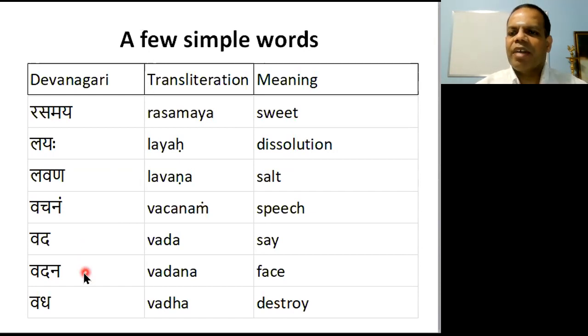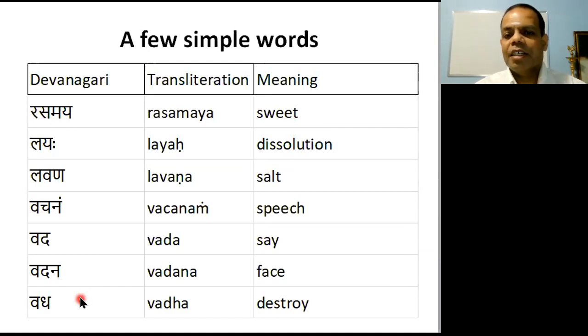Vadanam. So I have added na. No, I didn't put the anuswara. Vadana. Sashi vadana. Kamala vadana. Means one whose face is like that. Lotus face means Kamala vadana. Sashi vadana means one whose face is like the moon. So those are words in bhajans you will come across quite often.